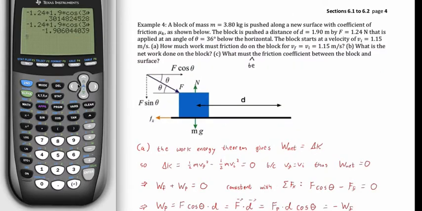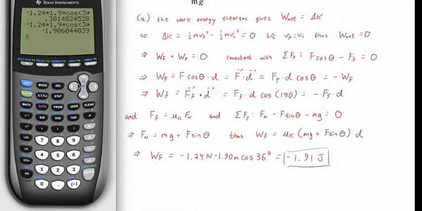The second part of the problem asks what is the net work done on the block? Well, we already know that that's going to be 0 from the work-energy theorem.